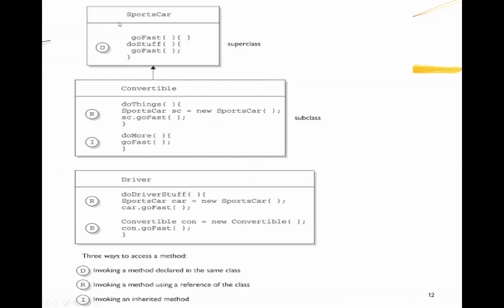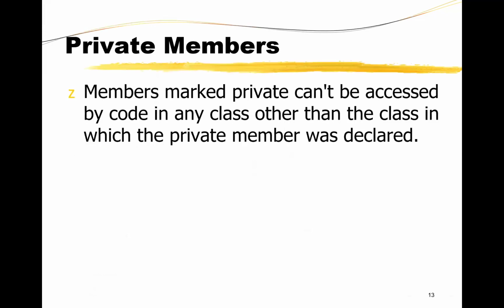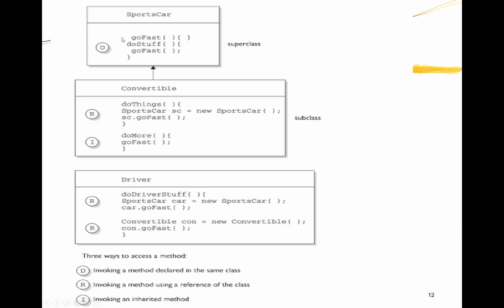Now this is about public members. If it is declared as public, you can invoke a method declared in the same class, no worries. You can invoke the method using a reference to the class, no worries. You can invoke an inherited method, no worries. You can do it if it is public. If it is private, remember, private means within the class only. The methods or variables declared as private can be accessed only within the class itself. So if it is a private go fast method, yes, you can access the go fast method, no worries, because you are from the same class.